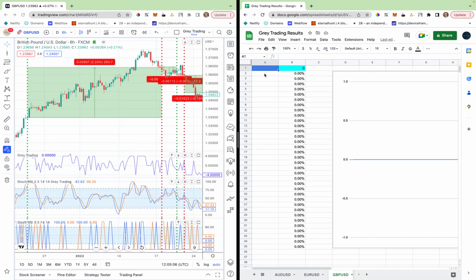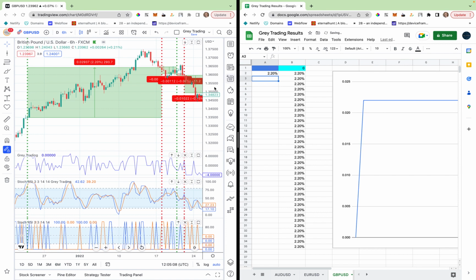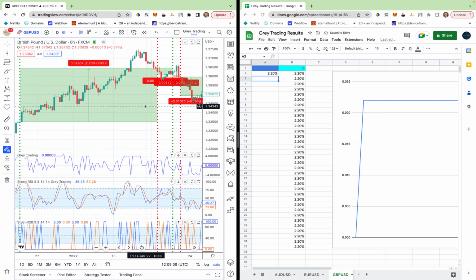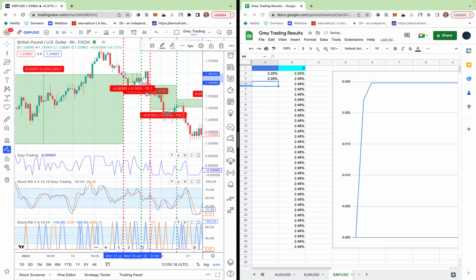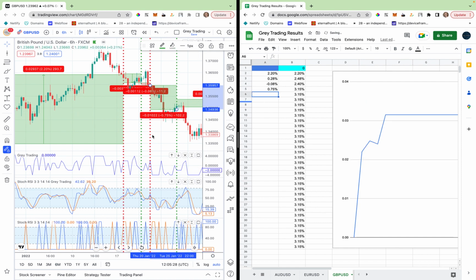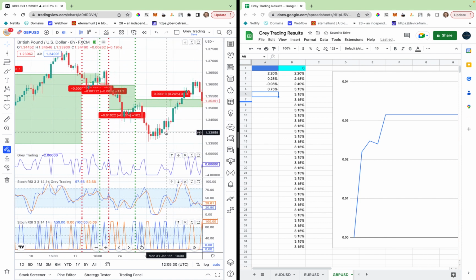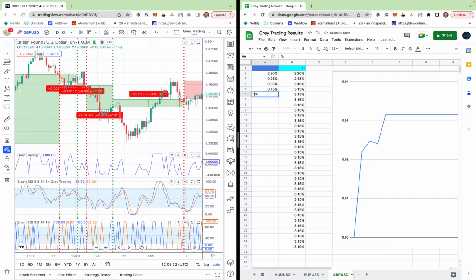Okay, so we start the year with a 2.2% gain, followed by 0.28. So I'm just going to be plotting these out into Google Sheets. So you just see me typing in these numbers to show. This is all done to show you that the strategy is transparent, it works.